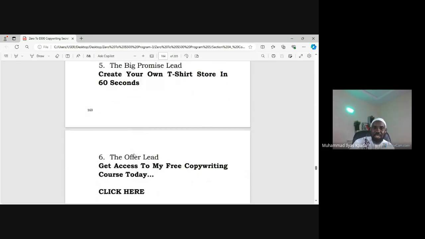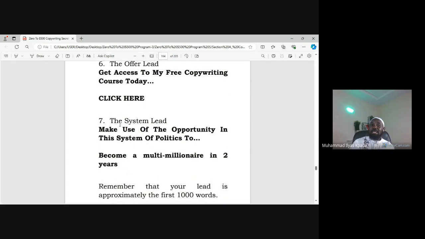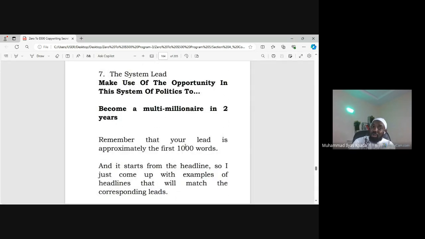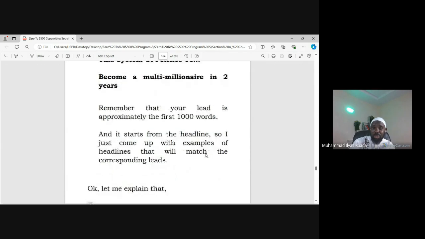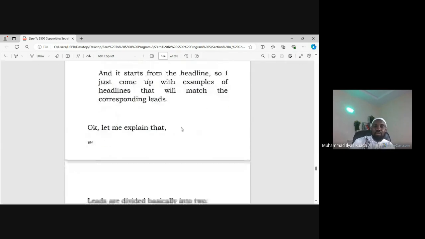All right. Then the 6th one is the offer lead. Get access to my free copywriting course today. Click here. The offer, right? Then the 7th one is the system lead. Make use of the opportunity in this system of politics to become a multimillionaire in 2 years. This is the system, right? Remember that your lead is approximately 1,000 words, and it starts from the headline. So I just come up with this. This is what I write.